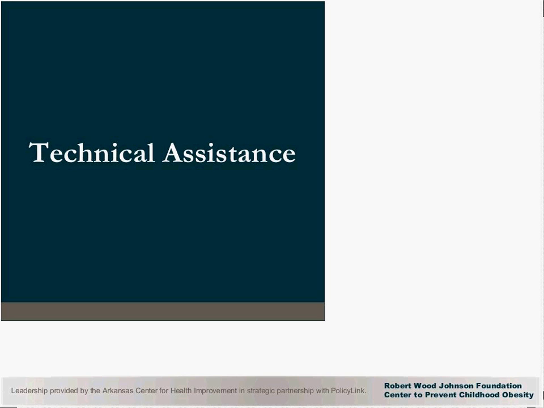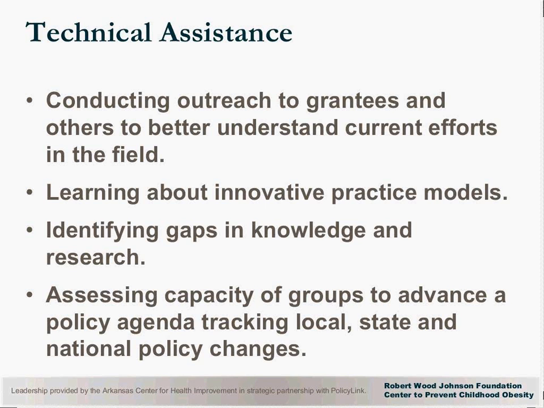Our audience is the national program community, and this important partnership with the National Policy and Legal Analysis Network is a clear example of that, but we hope to offer assistance to all organizations working on childhood obesity. Our targeted technical assistance offers numerous benefits, including conducting outreach to communities to better understand current efforts in the field, learning opportunities about innovative practice models, identification of gaps in knowledge to help direct research, and an assessment of capacity of groups to advance a policy agenda, tracking local, state, and national policy changes.